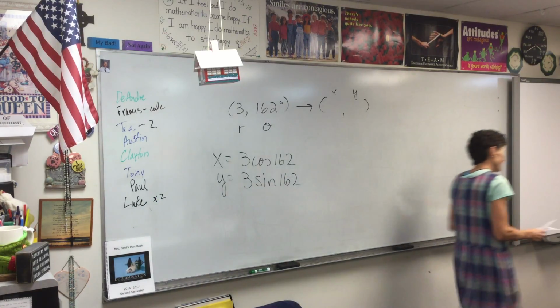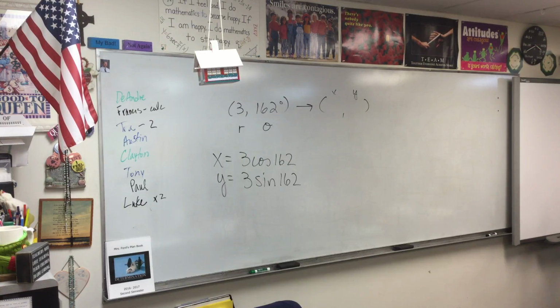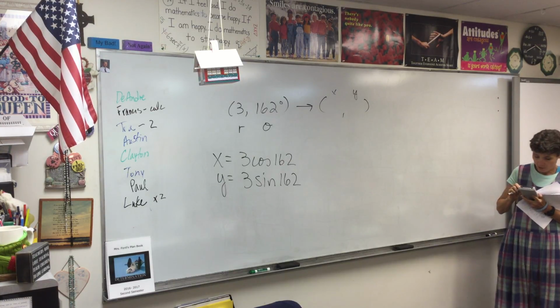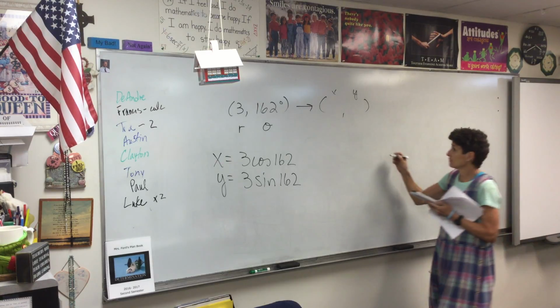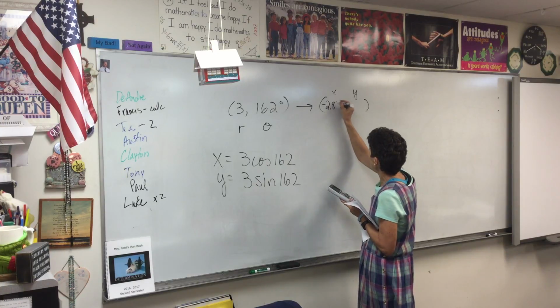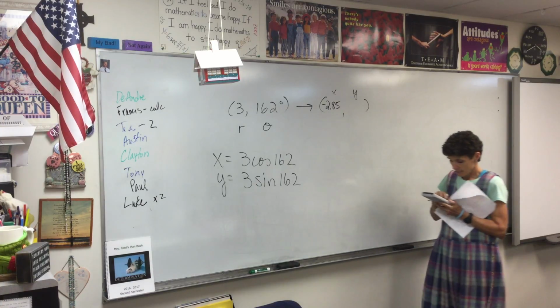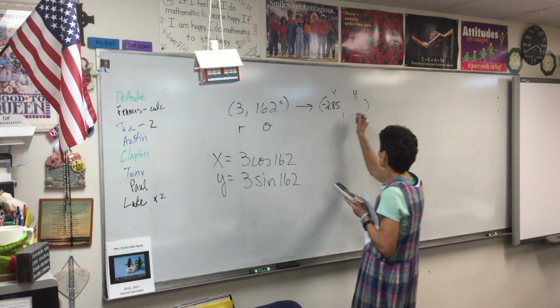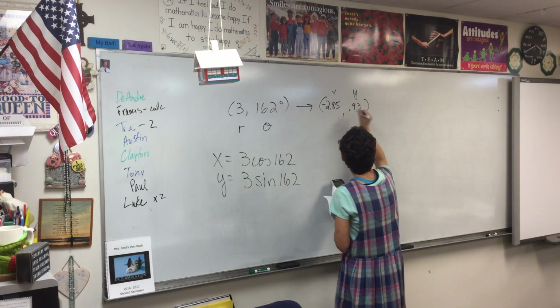So, type it in on our calculator. It doesn't tell us how to round. Let's just do the hundredths. So 3 cosine 162, negative 2.85 is my X, and 3 sine 162, 0.93 is my Y.